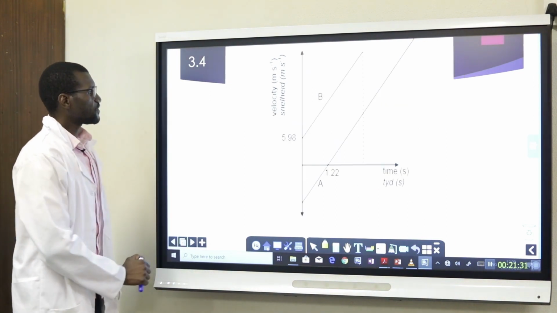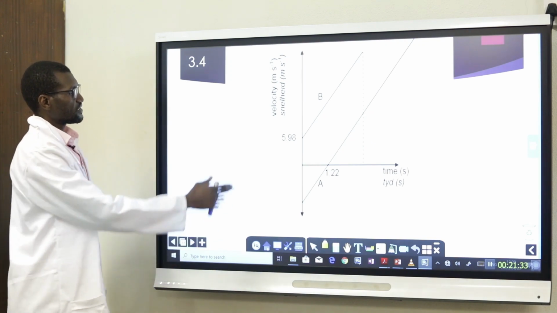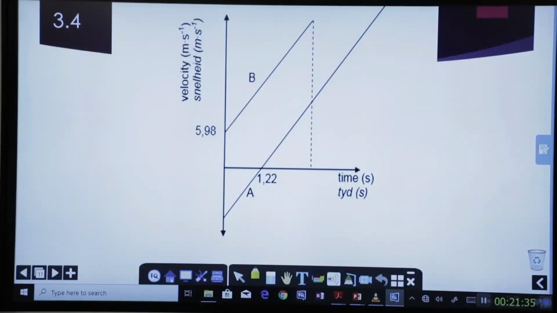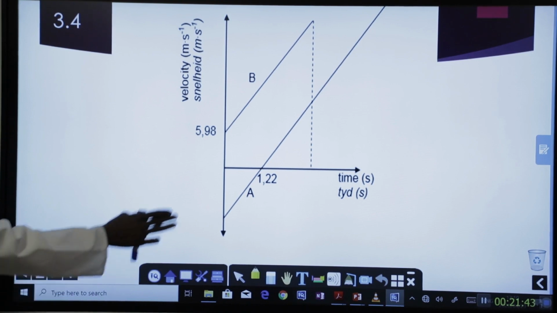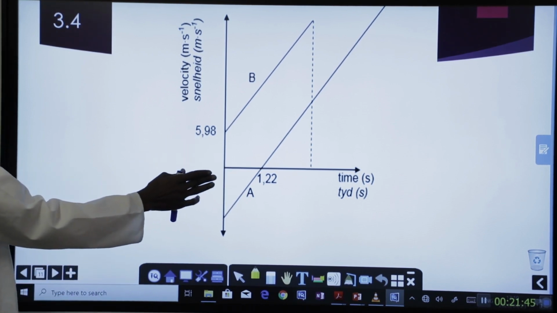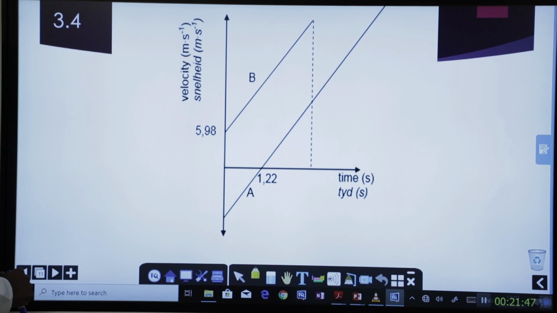Right. Let's move on to another graph that's showing if the upward is considered negative and downwards is positive. That's how the graph should be looking for the second case.